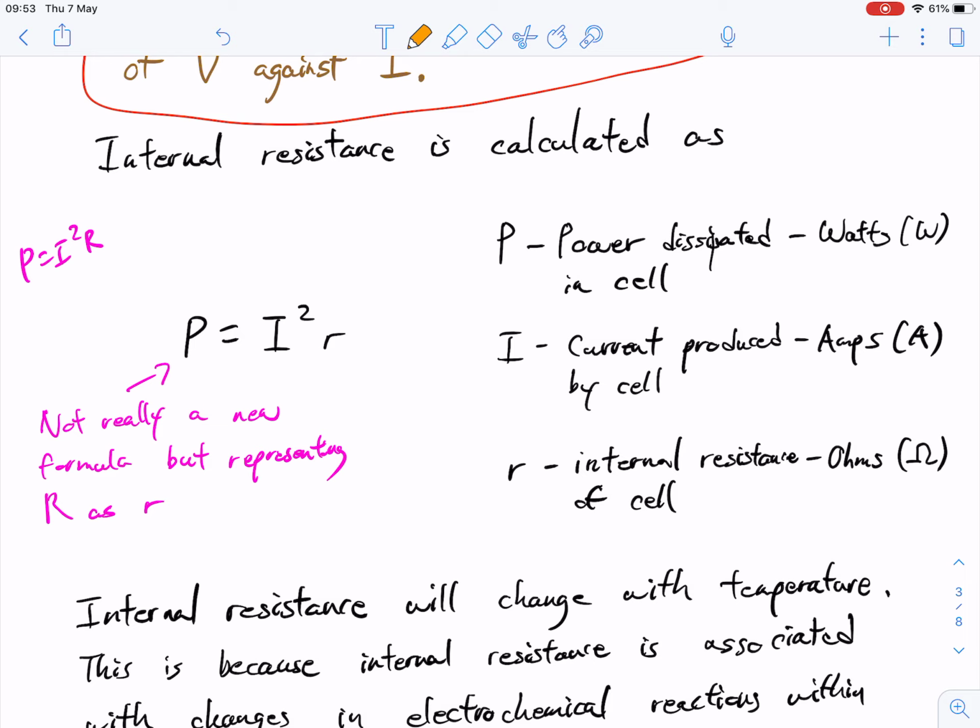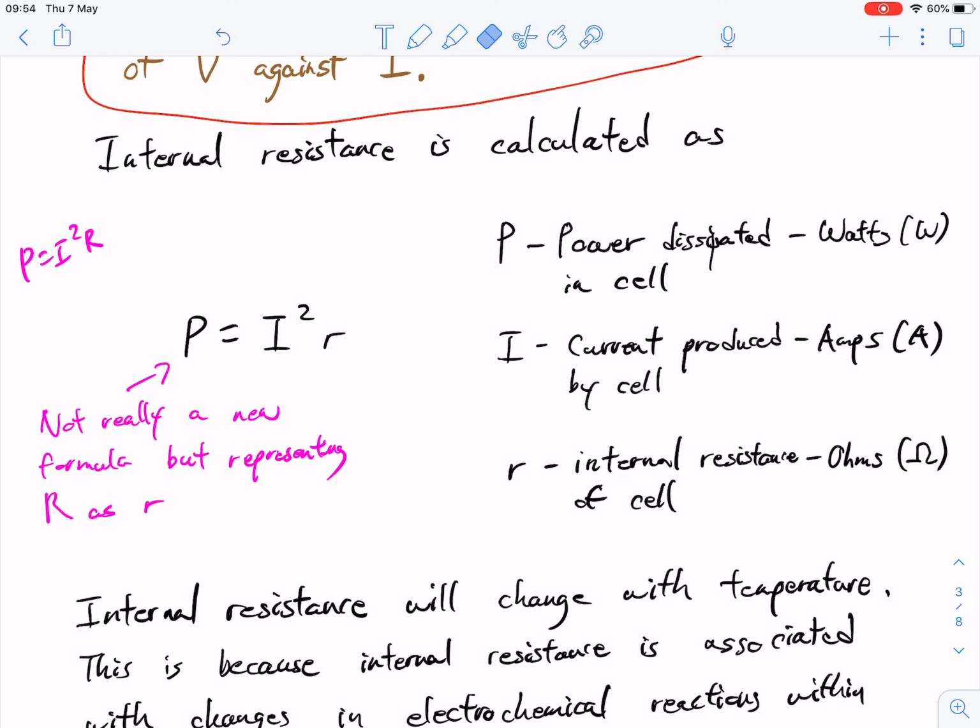Now this is not a new formula. You will remember that we had P equals IV, and then we had that lesson where we substituted, using Ohm's law, V equals IR, and then we have a different derivation of I squared R. We've already seen this form of the formula for power. All we're really doing is replacing a big resistance with a little resistance. So there's nothing really new in this formula.